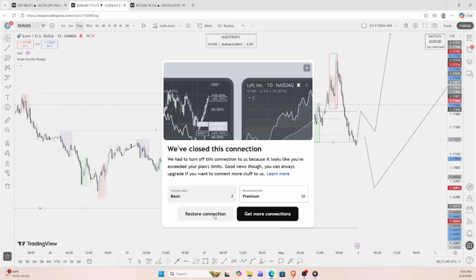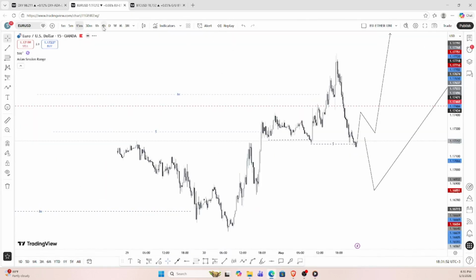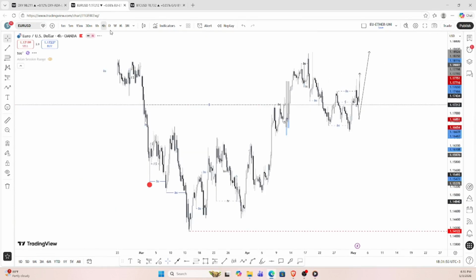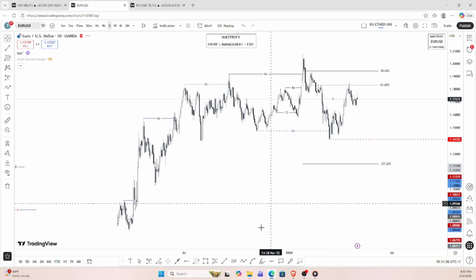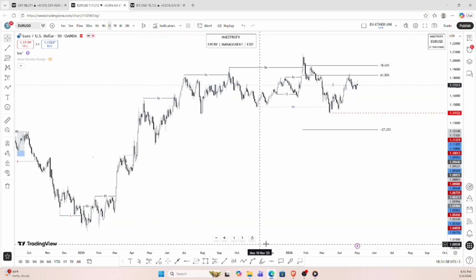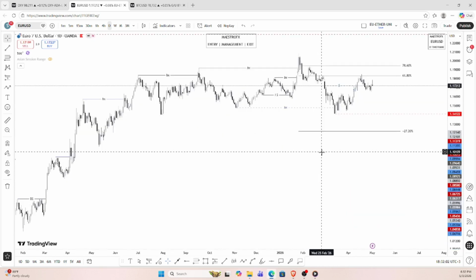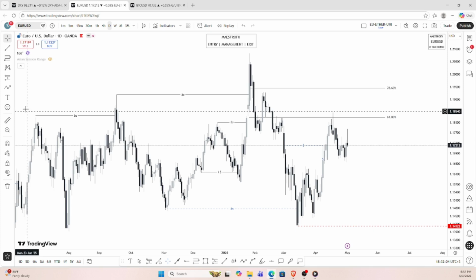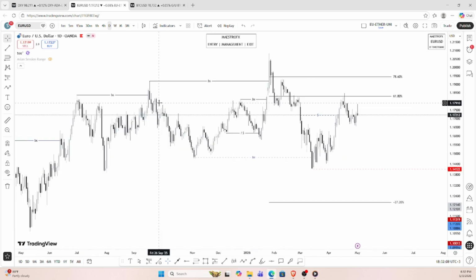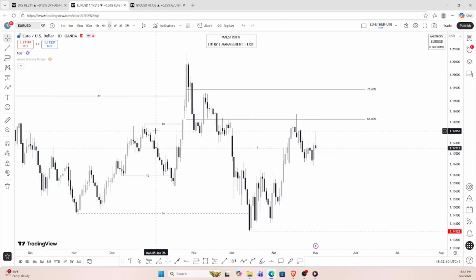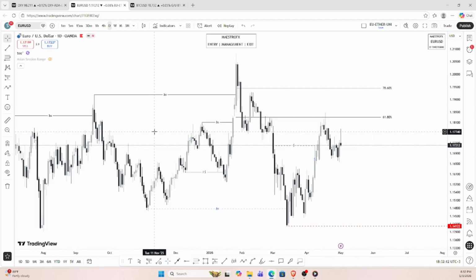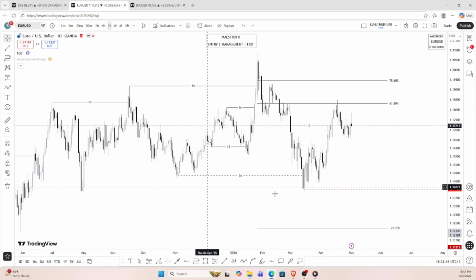Yes, let's analyze Euro USD. I think this week I only have clear analysis right now on Euro USD and DXY only. The other pairs, I think, are in their own realm.